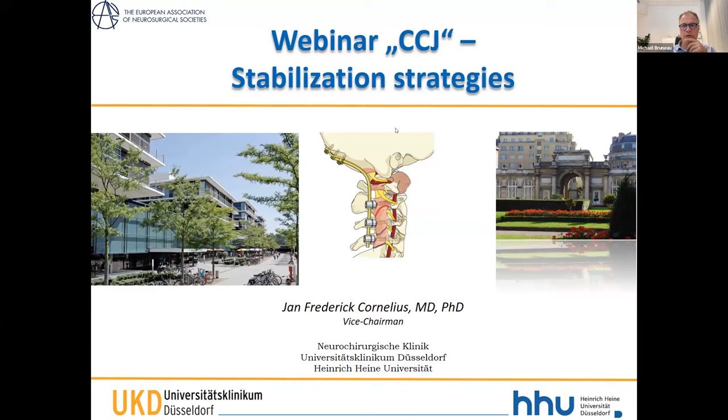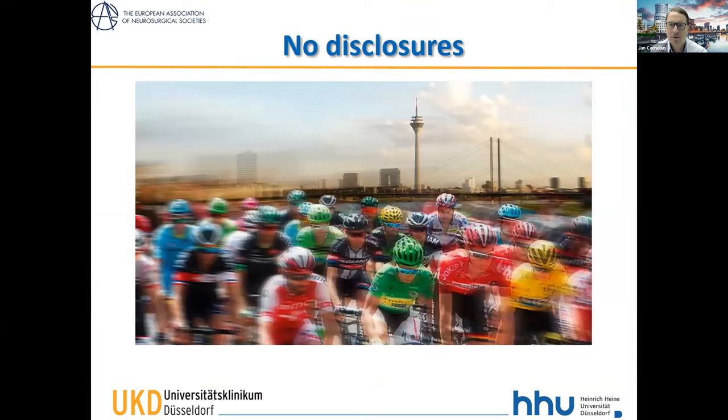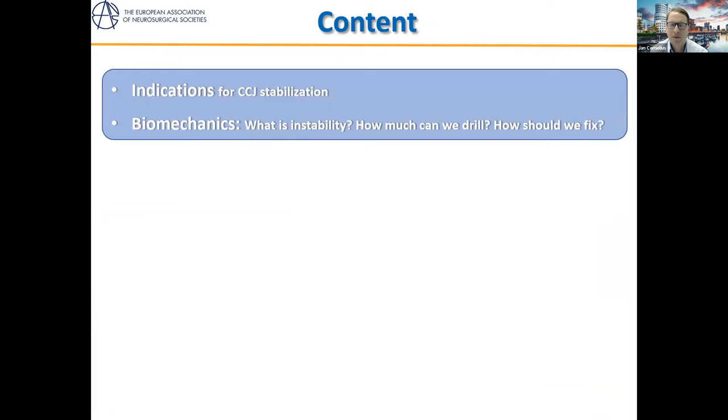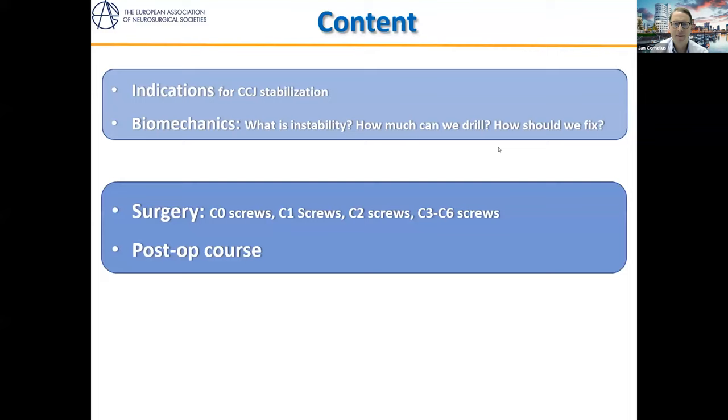Okay. So, hello, everybody. Also from my side, good afternoon. I'm going to say some words about the stabilization strategies at the craniocervical junctions. I will start with the indications and then talk a bit about the biomechanics. So what is instability, and also another issue which often arises is how much can we drill the condyle, and then how should we fix that? I will talk about the different screw types and the post-operative concerns, and then conclude.